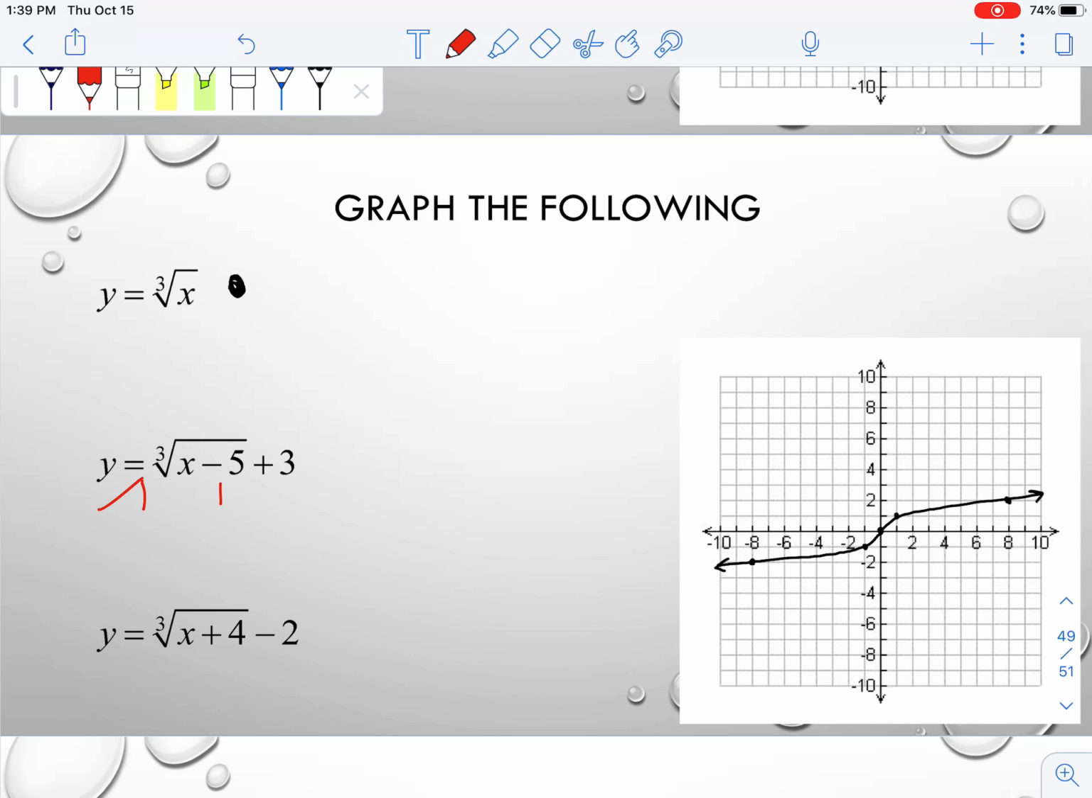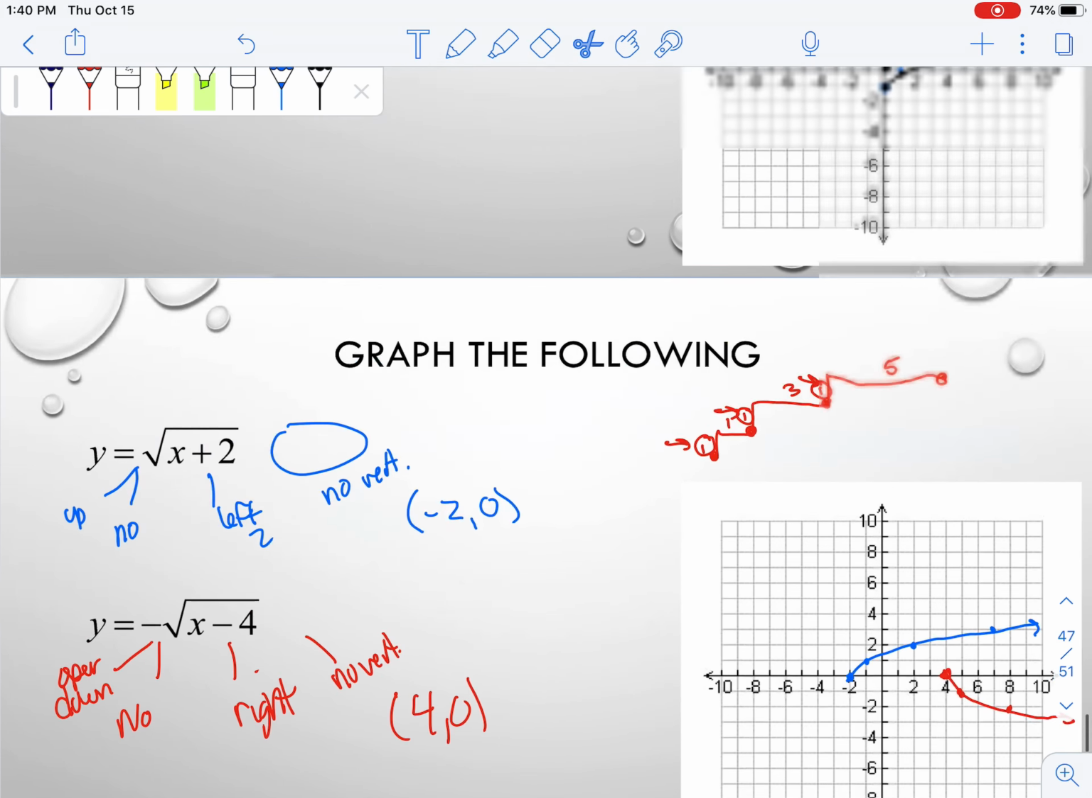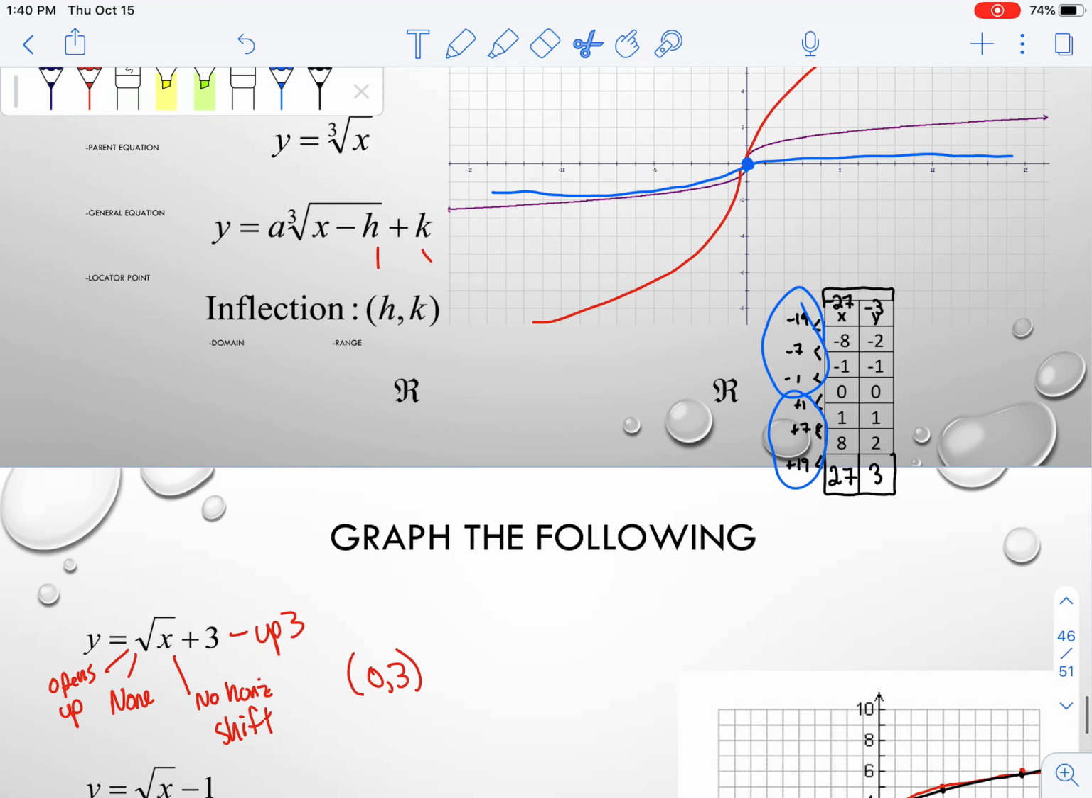And this one's going right 5 and up 3. So this is my locator point that I'm going to move to 5, 3. I can take this exact graph and then move that point right there. So that's how we would move that guy. Again, we don't have a 1, 3, 5 pattern. We set up here, we had a 1, 7, 19 pattern.